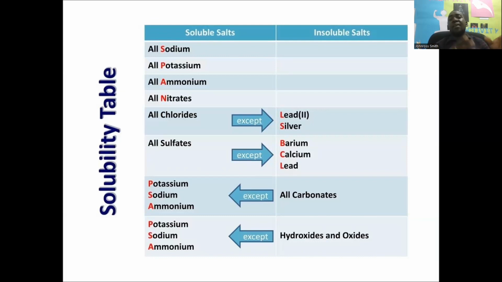Now, it says that all chloride salts are soluble except two. If we have lead 2 chloride or silver chloride, those will be insoluble, right? And the process goes like that. All carbonates are insoluble except potassium carbonate, sodium carbonate, and ammonium carbonate, which are soluble. So this table here is very important for what's going to come next.